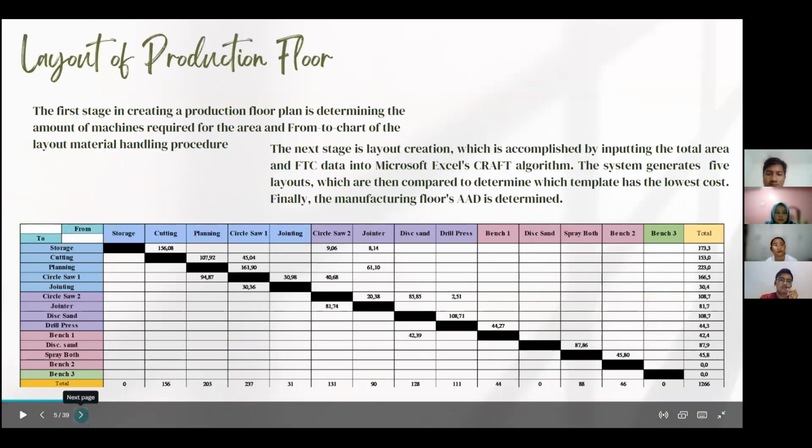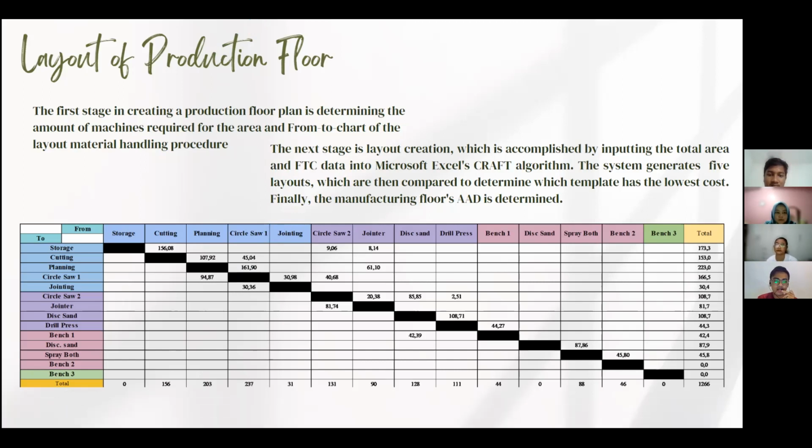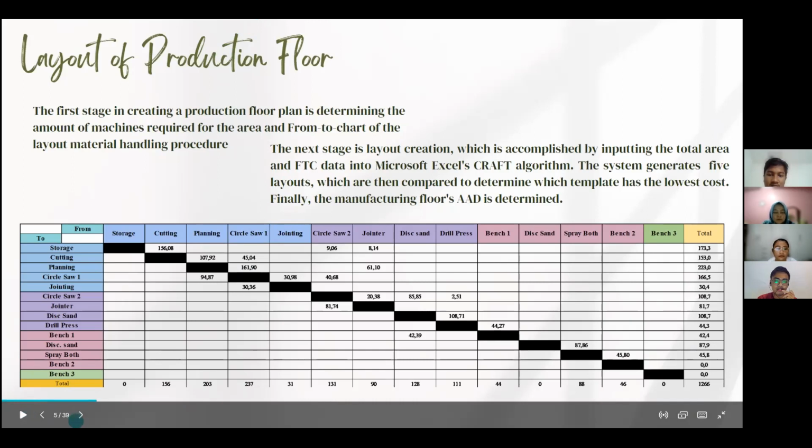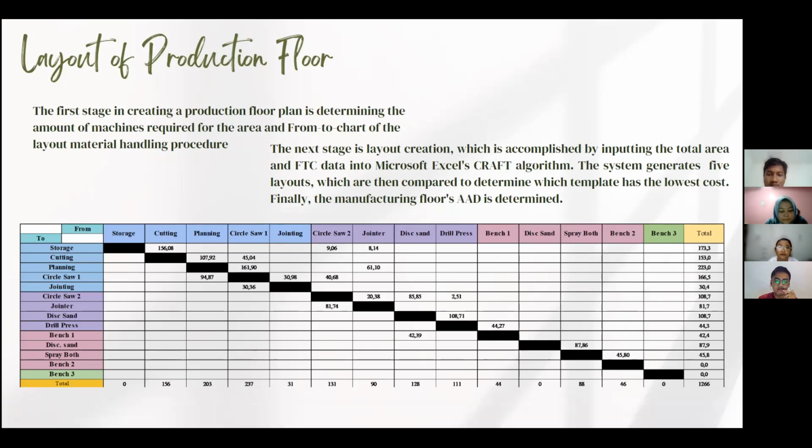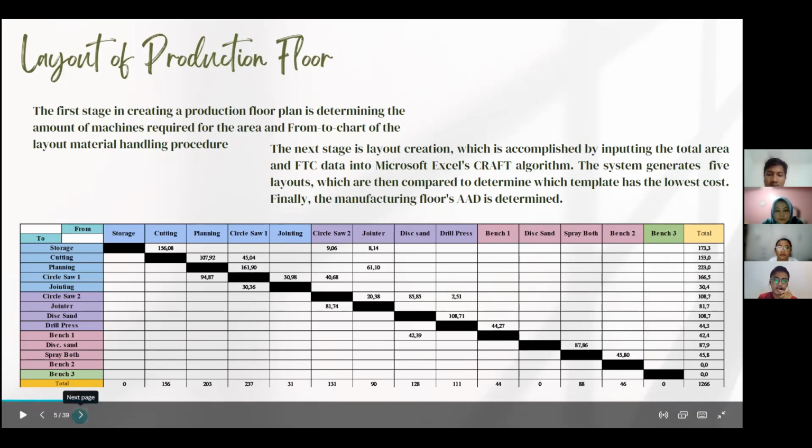First, we talk about layout of production floor. The first stage in creating a production floor plan is determining the amount of machines required for the area and the from-to chart of the layout material handling procedures. The next stage is layout creation, which is accomplished by inputting the total area and from-to chart data into the Microsoft Excel CRAFT algorithm. The system generates 5 layouts, which are then compared to determine which template has the lowest cost. Finally, the manufacturing floor ADD is determined.